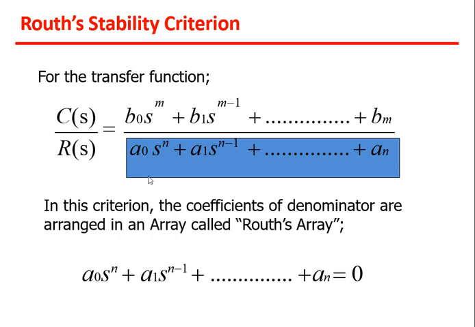Whatever transfer function is given, just see that transfer function, see the coefficients named a0, a1, a2 like this, and these coefficients are arranged in an array which is called Routh's array. This equation can also be called the characteristic equation that we have seen already: a0 s raised to n plus a1 s raised to n minus 1 plus up to an is equal to 0. Out of that we have to find the coefficients a0, a1, up to an, and we have to arrange them in an array. And how to arrange that, let's see.